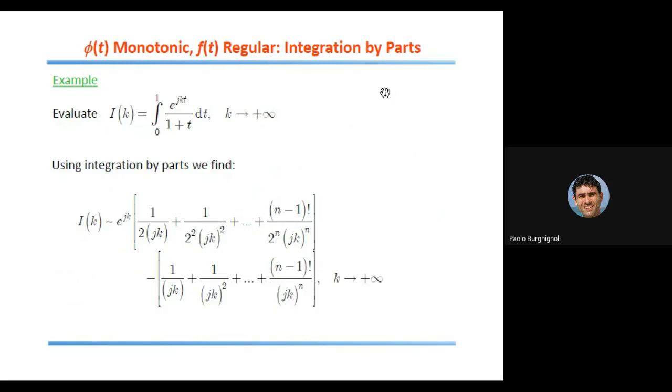Just to give you an example, here you have the integral from 0 to 1 whose integrand is the Fourier exponential divided by 1 plus t, which is a function regular inside the integration domain, because this function would have a simple pole at t equal -1, which is outside the integration domain. When k tends to infinity, we can integrate by parts, and we find what is written here at the bottom, which is an asymptotic representation valid up to an arbitrary n. Here it is truncated to some n, again in the limit when k is large.